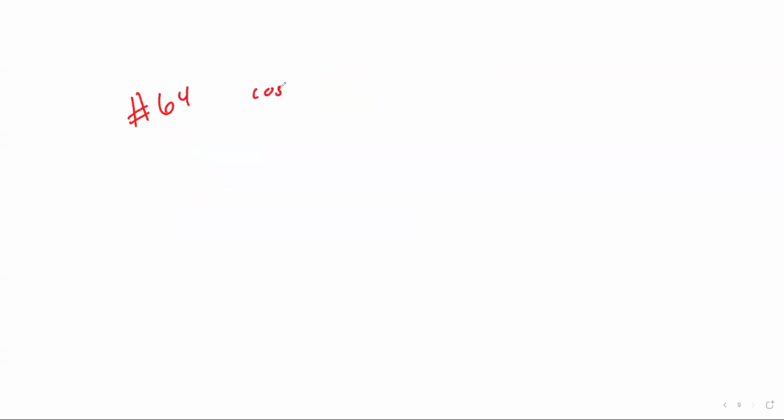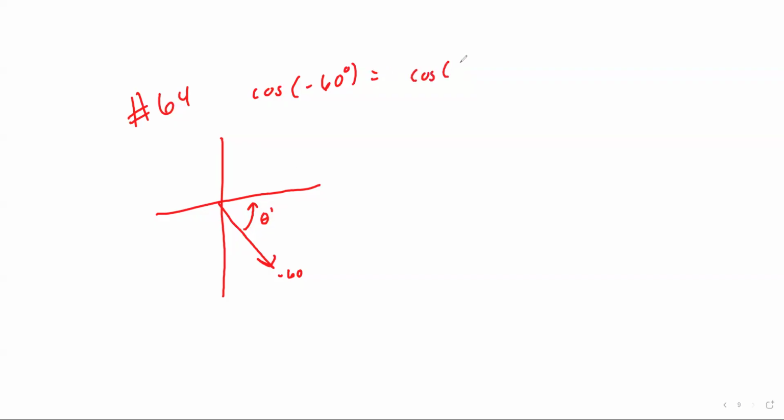It says cosine of negative 60 degrees. Negative means I'm going to go clockwise. So 60 degrees would be about right here. So this is negative 60. But our reference angles are always measured with positive numbers. So even though it's negative 60, my reference angle is cosine of 60 degrees.